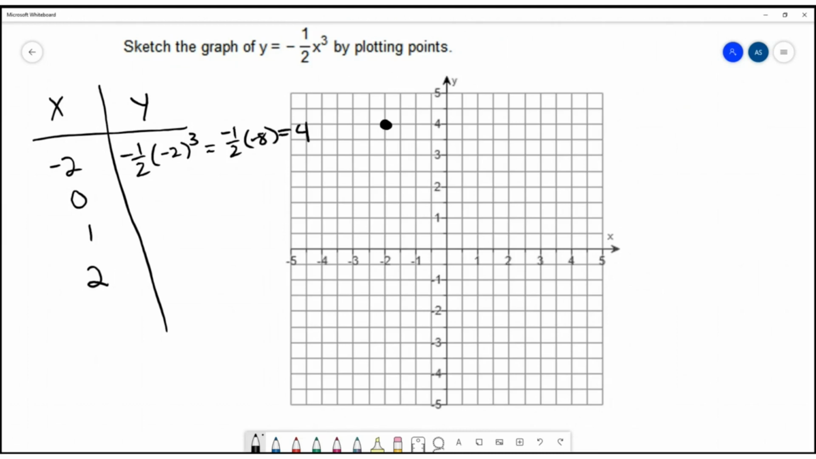The next one, we'll substitute a 0 in. That's negative 1/2 times 0 cubed. 0 cubed is 0. 0 times negative 1/2 is 0. So we get 0, 0 as another ordered pair.